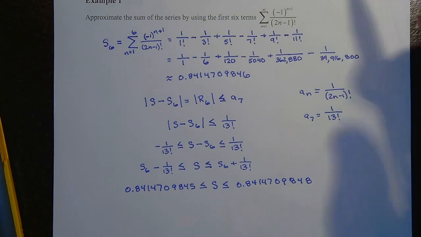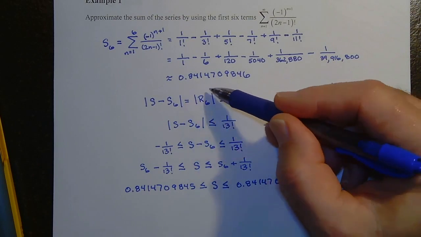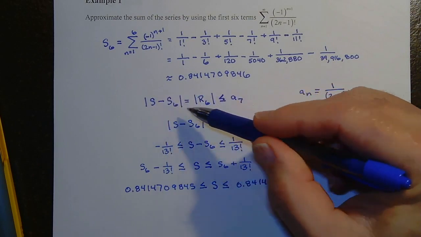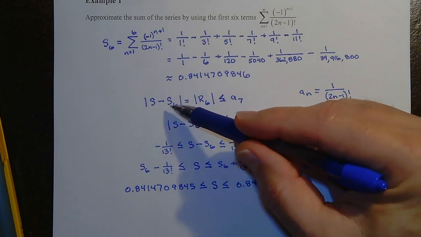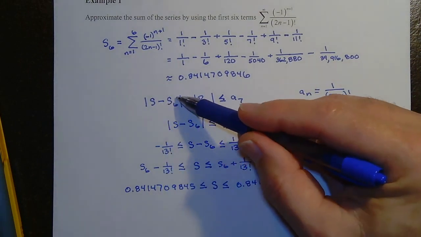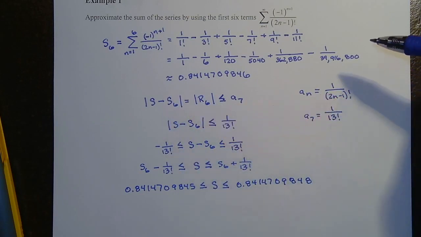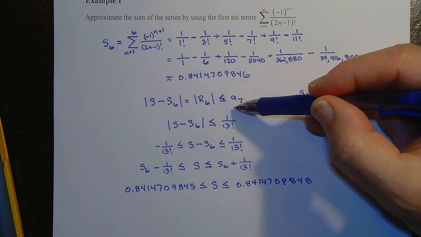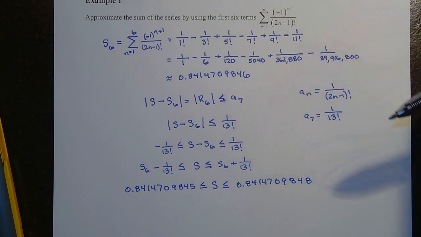Now, to do this, you wouldn't have had to write this remainder. This little thing right here is called the remainder, this R sub 6. That's the difference between the actual value and the approximation that we came up with right here for S sub 6. And it's always going to be less than or equal to our next unused term, so that'd be the 7th term.